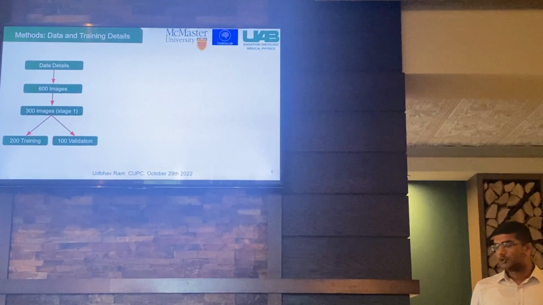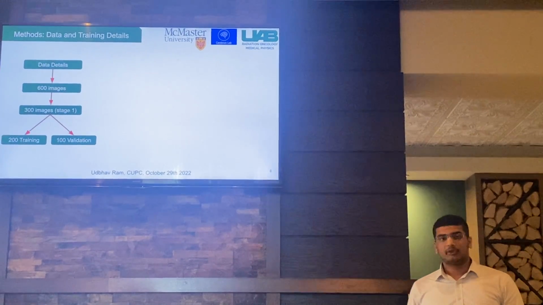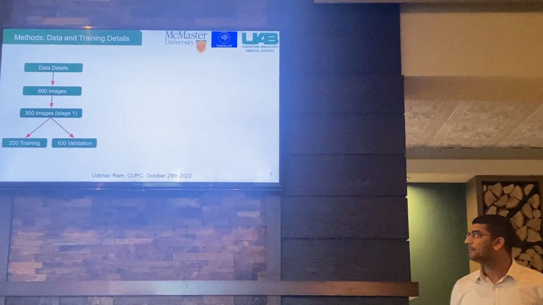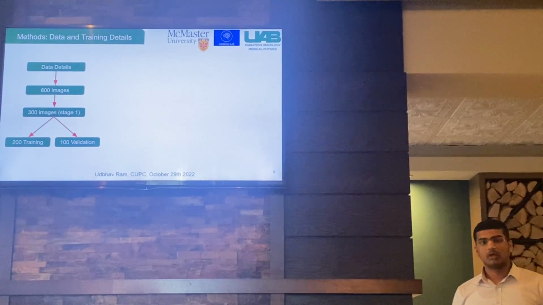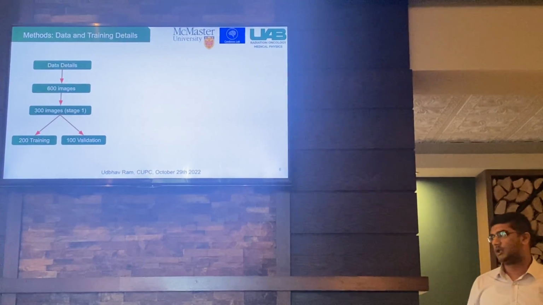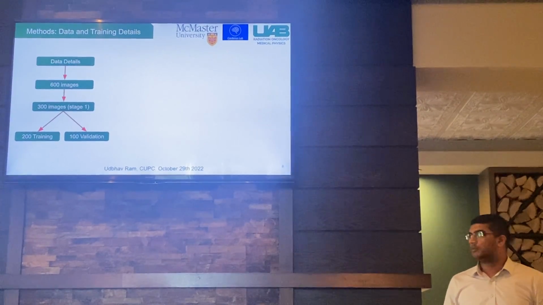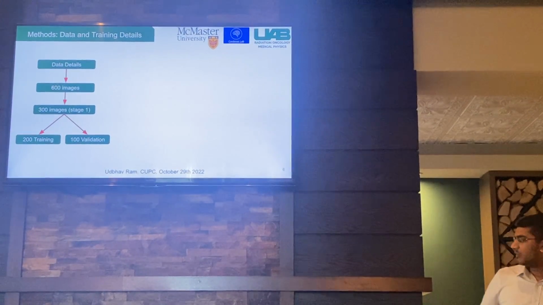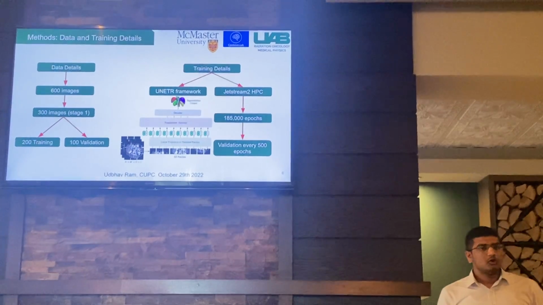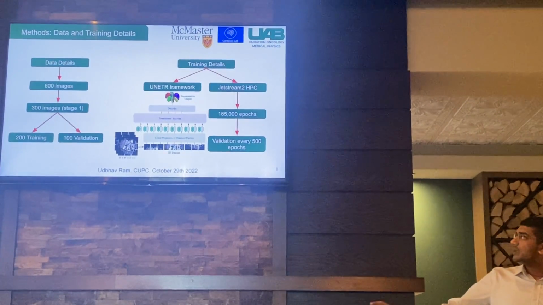Now using this data, which once again is 600 images, we split this up into 300 images for our first stage of training. And further, we split that up into 200 images for training and 100 for validation. Now, the reason we have a split like this is that it's fairly common in deep learning and machine learning practice. Now what we do with this data is we pipe it through a custom UNet-R framework.